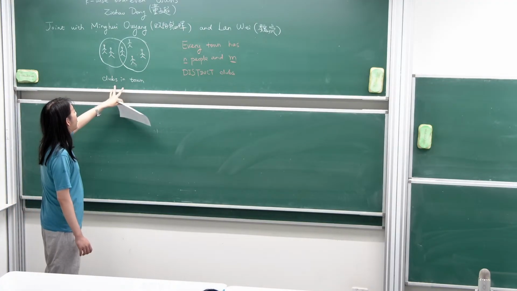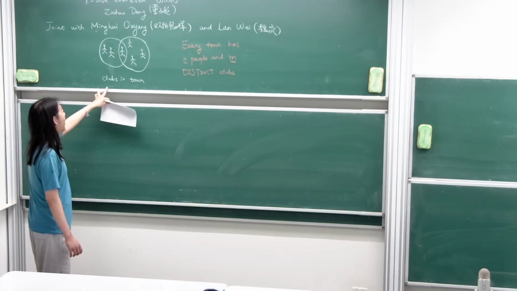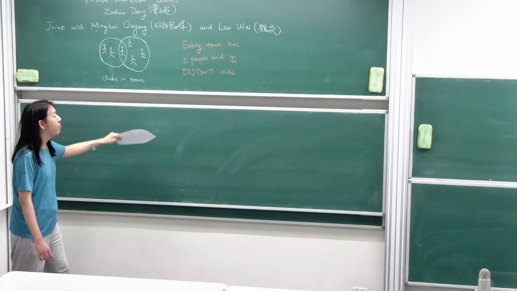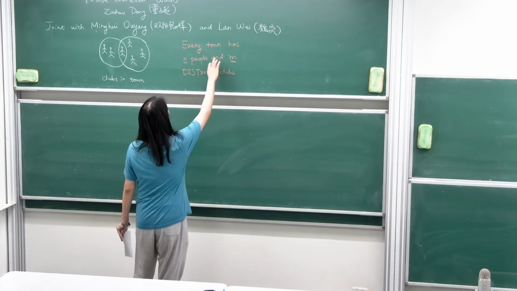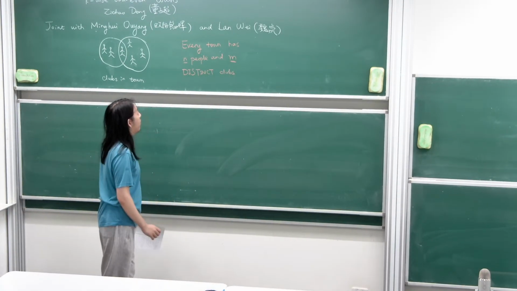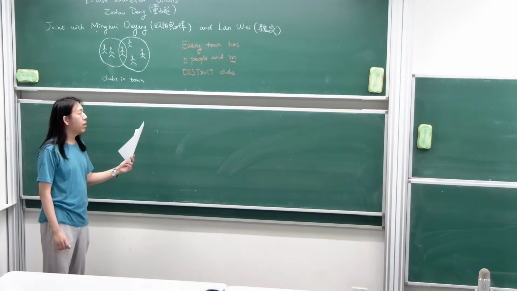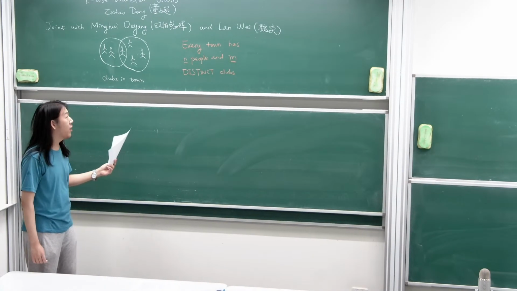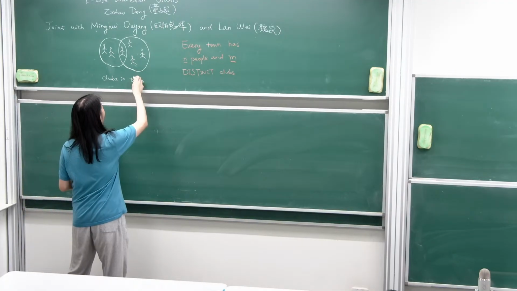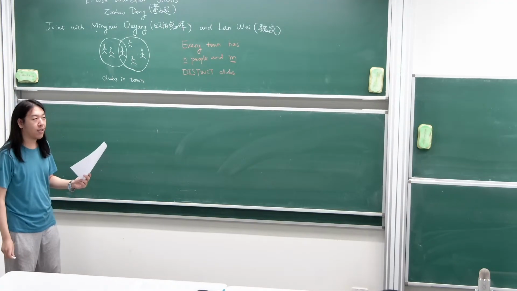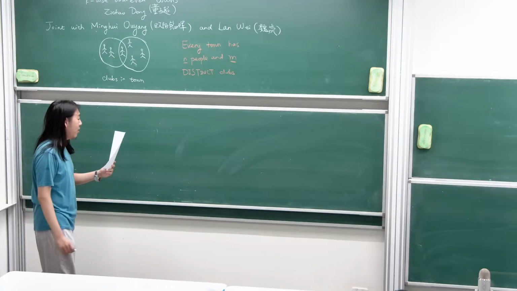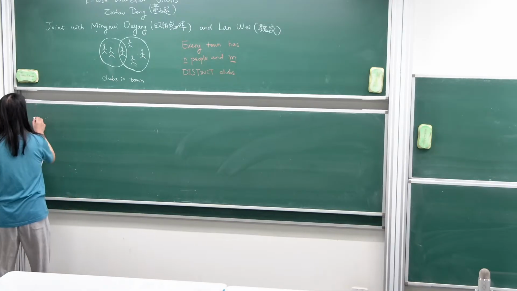This comic shows that we have a bunch of clubs in a town, and keep in mind that in every town we have n many people and n many distinct clubs. So meaning that I do not allow two clubs sharing exactly the same list of people. That doesn't make sense.